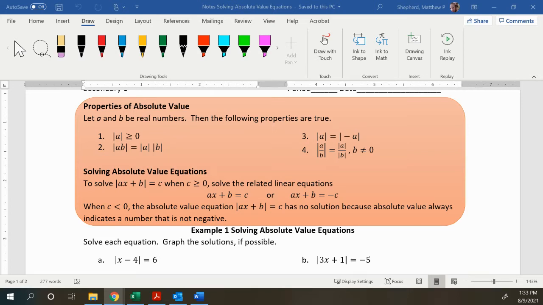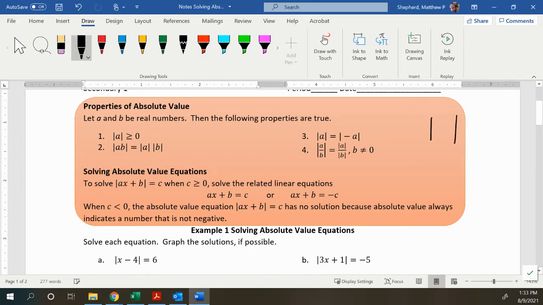Welcome, students. Today we're going to be talking about solving equations that involve the absolute value. Now, the absolute value is just these two lines, and we'll stick anything in between them. So like the absolute value of -3.